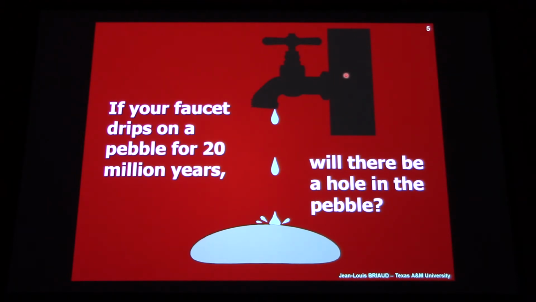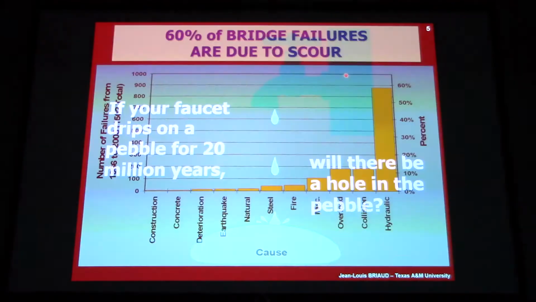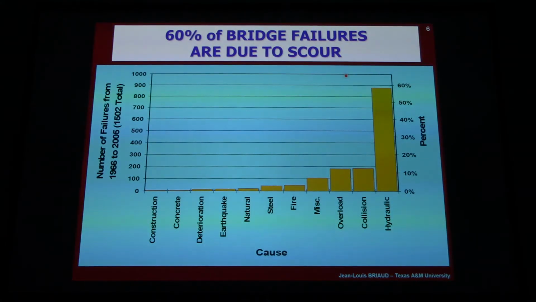And then you wonder, and I would agree with that. It would seem to me that there would be a hole in the pebble. And then you wonder, how is it possible for water, a material that soft, to make a hole in a pebble, in a rock, a material that strong? And I do think that cyclic loading has to be part of the answer. So anyway, back to the scour and bridges.